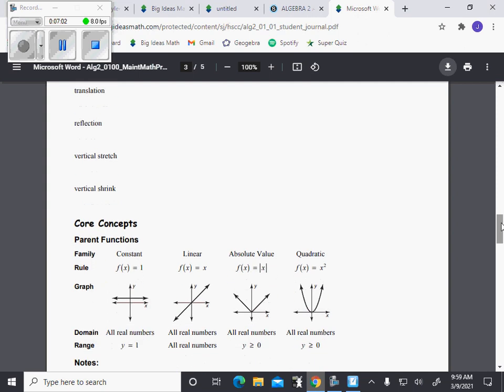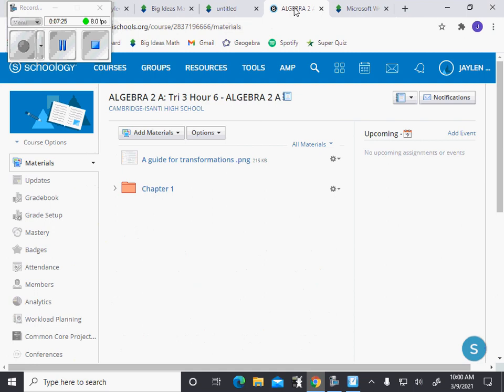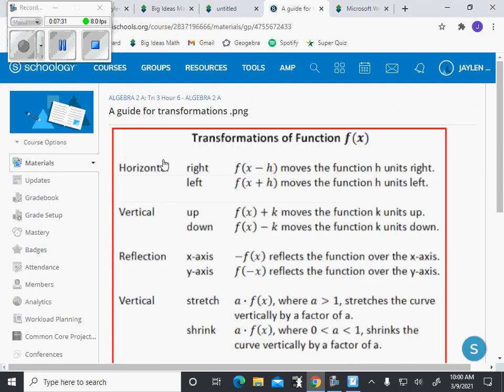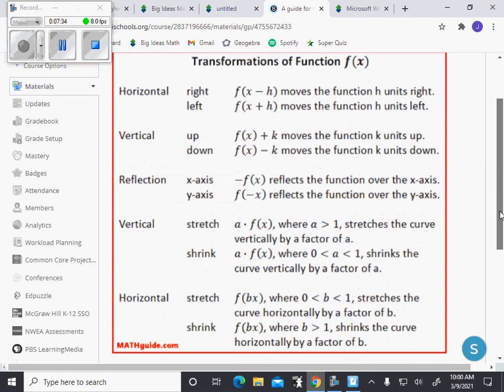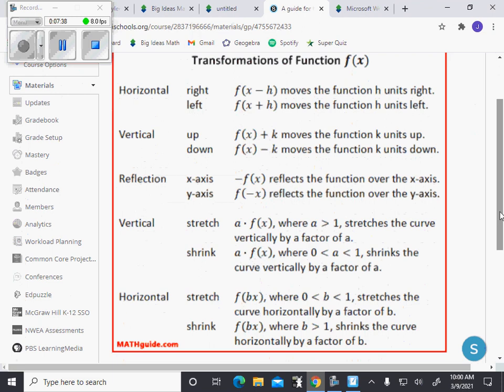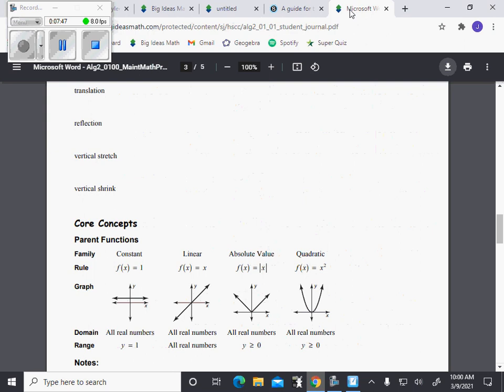Vertical stretch and vertical shrink goes back to right here on your Algebra 2 front page on Schoology. If you go to the top, a guide for transformations, this will give you a list of every type of transformation we'll be using. Horizontal transformation, vertical, reflection, vertical, and horizontal. So we want vertical. What is this? Vertical stretch and vertical shrink.